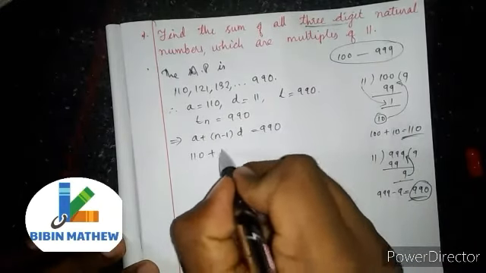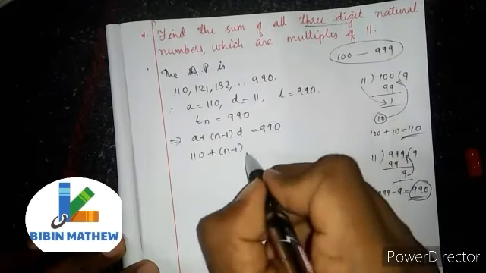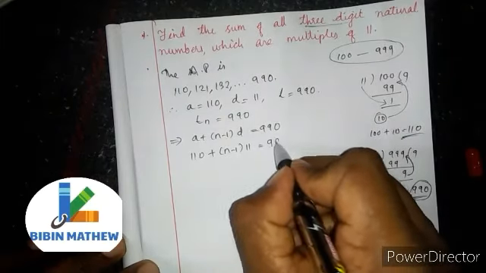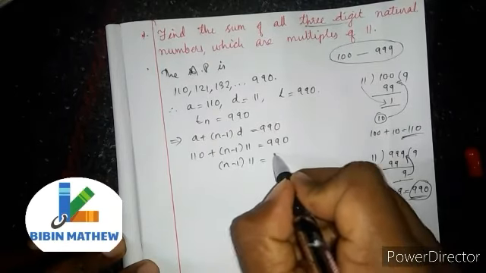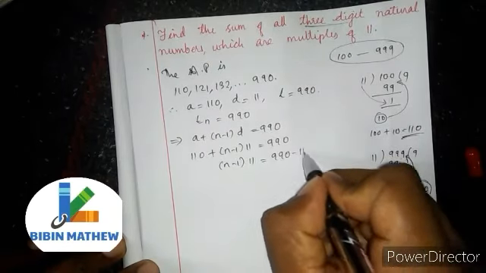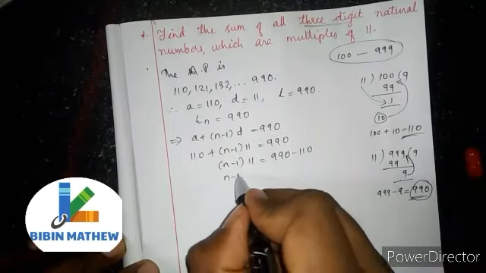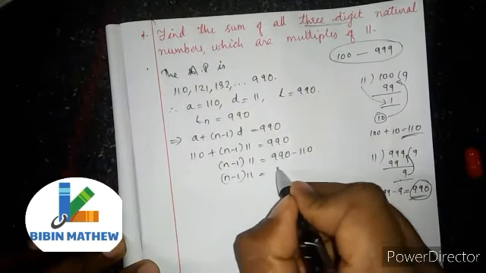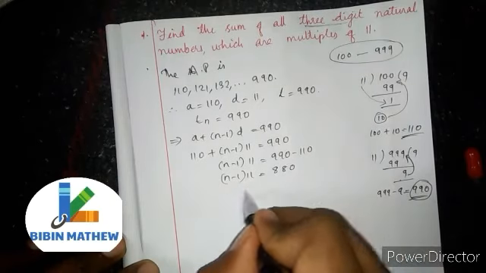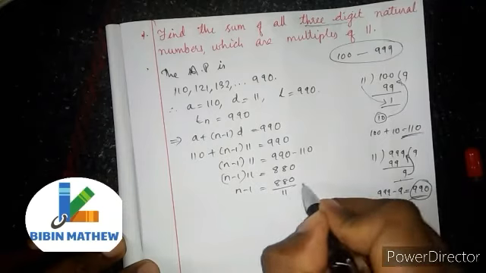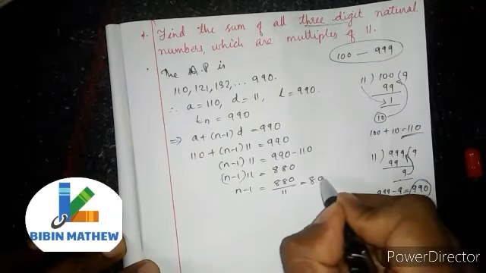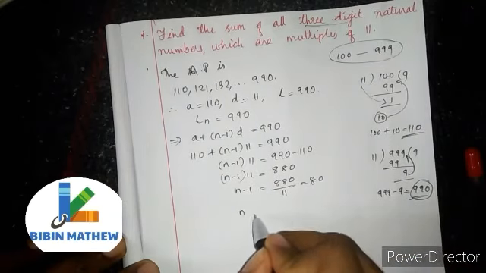सो अगेन टी एन इज इक्वल टू 990. टी एन का इक्वेशन क्या है? ए प्लस एन माइनस 1 इंटू डी. सो ए प्लस एन माइनस 1 इंटू डी इज इक्वल टू 990. नाउ ए का जगह सब्स्टिट्यूट करिए. 110 प्लस n माइनस 1 इंटू डी का वैल्यू 11 है, 990. नाउ 110 को राइट साइड में लेके जाइए. n माइनस 1 इंटू 11 इज इक्वल टू 990 माइनस 110.